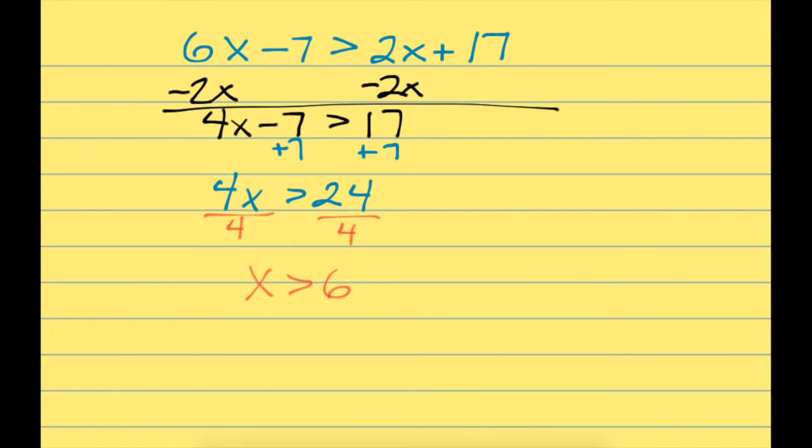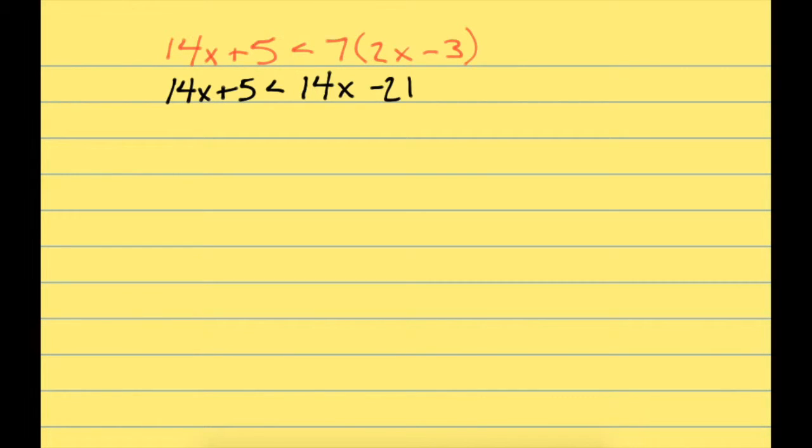Now, some inequalities will have multiple solutions, and some will have no solutions. Let's look at when that would be the case. 14x plus 5 is less than 7 times 2x minus 3. Let's start with the distributive property on the right-hand side. Our left-hand side stays the same, and the right-hand side becomes 14x minus 21. If we subtract 14x from both sides, we are left with 5 is less than negative 21.